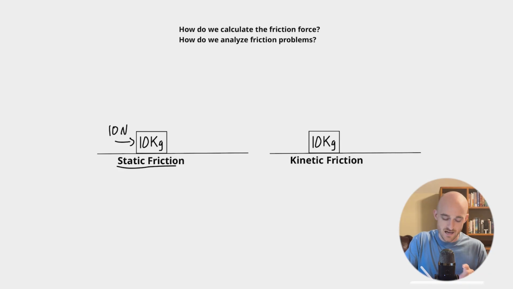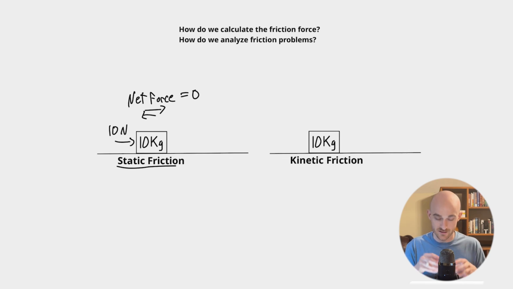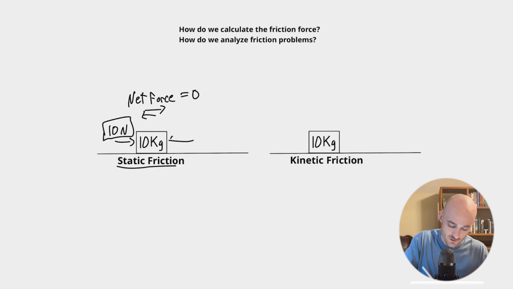If this object is not moving, that means that we have to have a net force that's equal to 0. And that's because if we're looking at a stationary object and then we have a net force pointing to the right, that object is going to start moving to the right. If we have a net force that points to the left, it will start moving to the left. So since we know the net force has to be 0 because it's a stationary object, then that means if we are pushing on this object with a 10 Newton force to the right, then the friction force, which points to the left, has to also be 10 newtons.